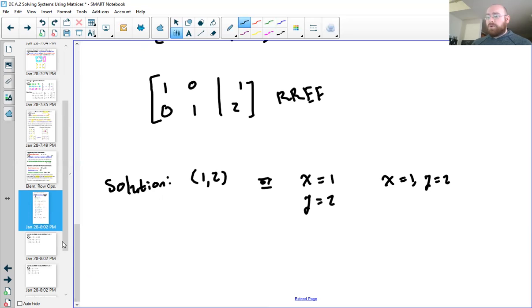So this is where I'm going to end this video, but I will follow it up with a couple more examples to continue illustrating how we use these row operations to solve a system of equations using a matrix.